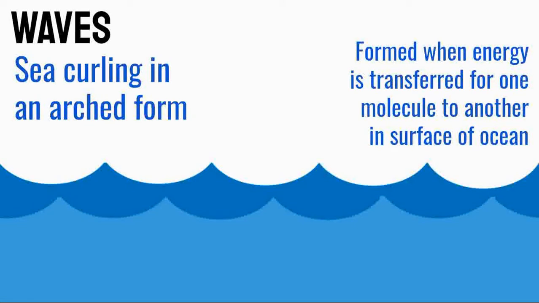So, waves. The definition of waves is: waves are one of the circulations or the movements of the ocean, or the sea curling in an arced form. Waves are formed when energy is transferred from one molecule to another on the surface of the ocean.